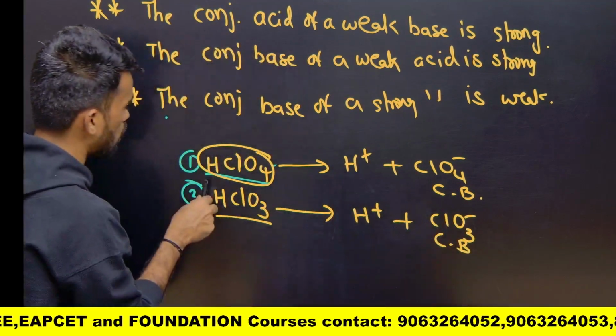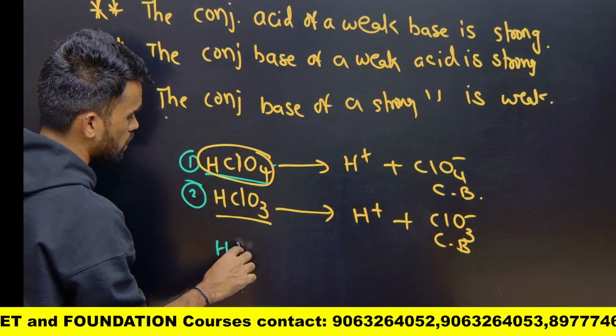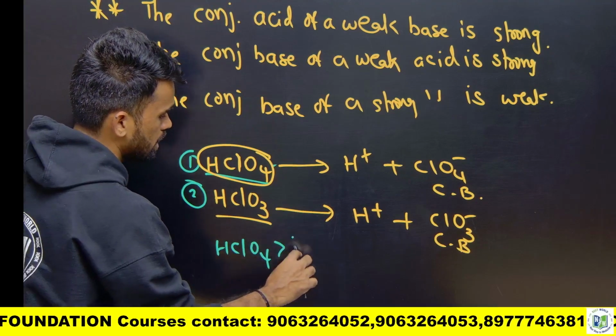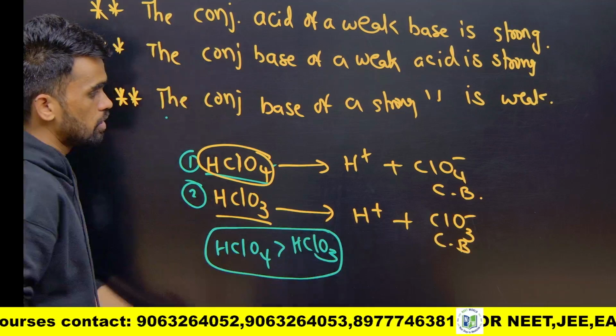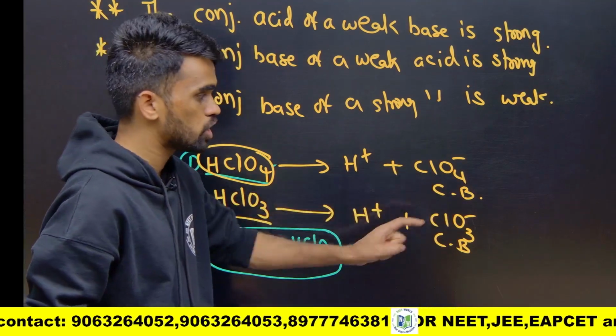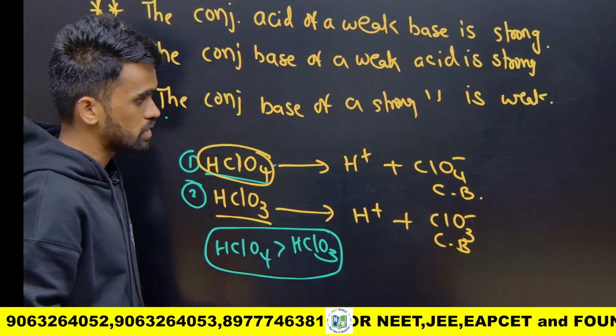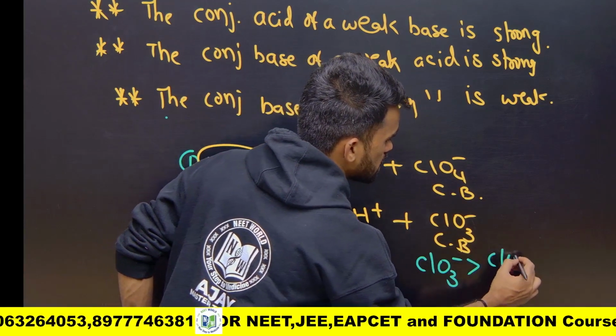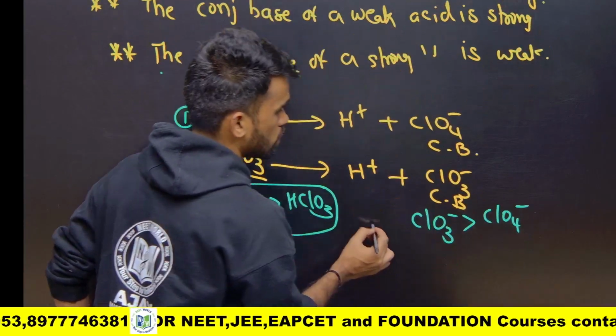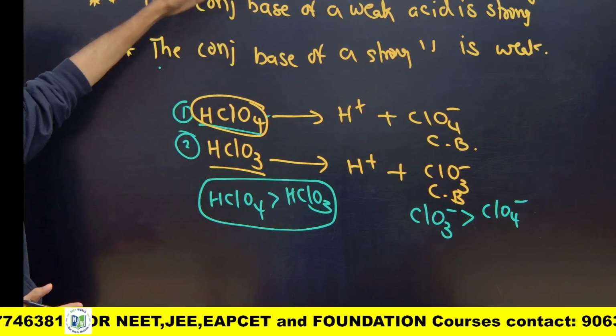So what I told you, out of these two, HClO4 is a stronger acid than HClO3, right? This is the acidic nature I told you. Now what about the basic nature of the conjugate bases? It will be the reverse of this. It means ClO3 minus will be a stronger base than ClO4 minus. This is what you can understand from these three statements.